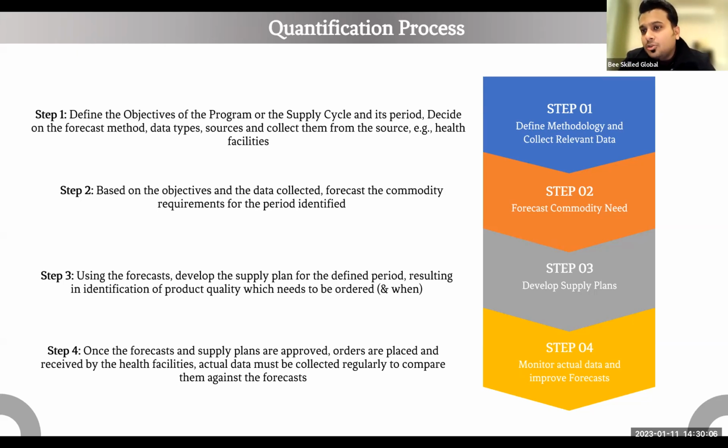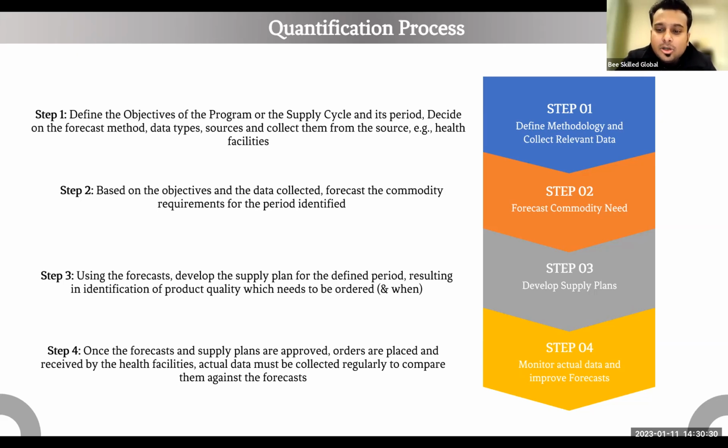You prepare the forecast, based on which in step 3 you prepare the supply plan. The supply plan is slightly different from a forecast. It takes into account all the various stock data and your supplier data, and tells you how much you need to procure for a given period in the future, of course.